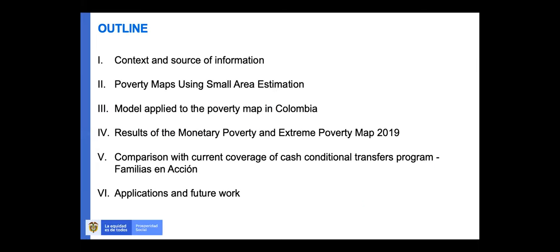In this presentation, I am going to explain in more depth following this order. First, I am going to talk about the context and source of information. Later, I am going to talk about the utility of poverty maps using small area estimation, and the model applied to the poverty map in Colombia. Later, the results of the monetary and extreme poverty map in 2019. Additionally, we made two comparisons with current coverage of the conditional cash transfer program, in a specific case for Familias en Acción. And finally, some applications and future work in Social Prosperity.